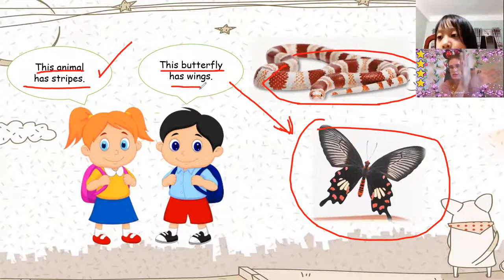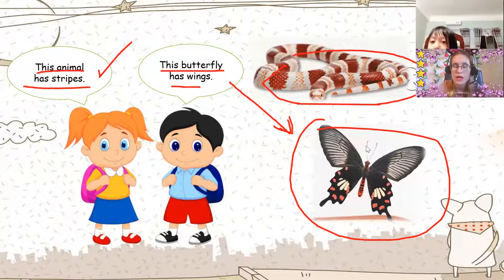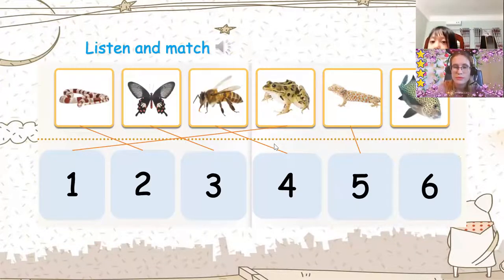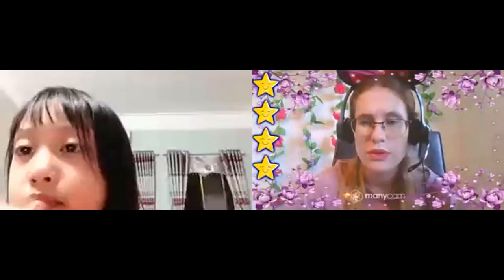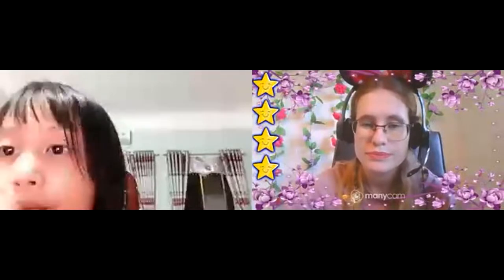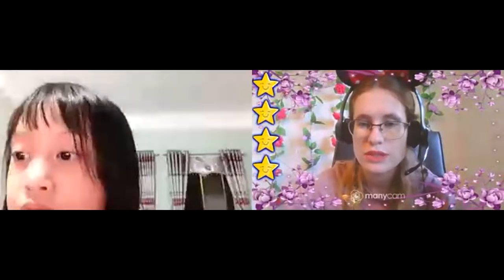Let's have a look. This animal has stripes. This butterfly has wings. Good job. Okay, good work. Let's have a look.